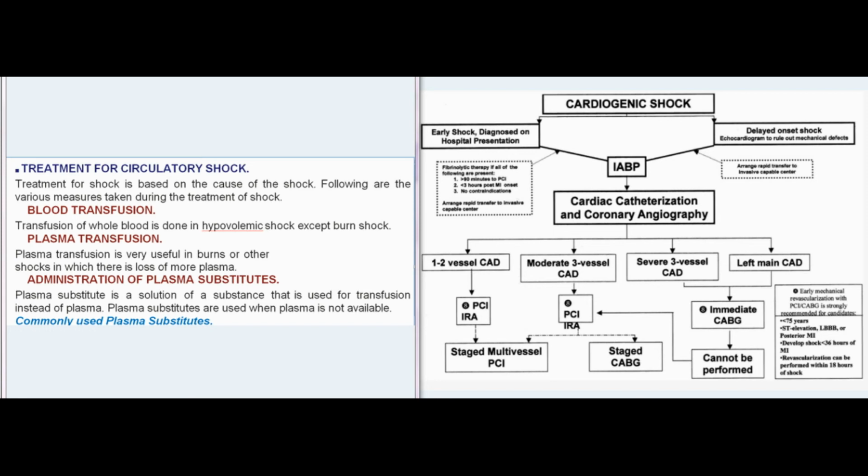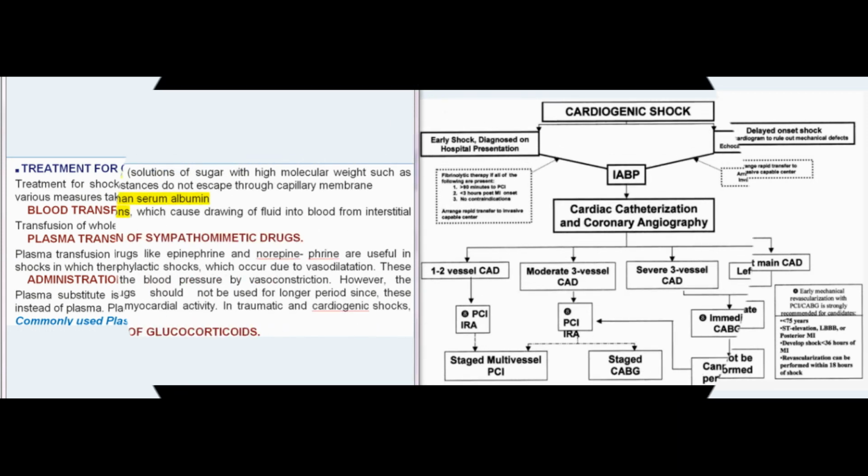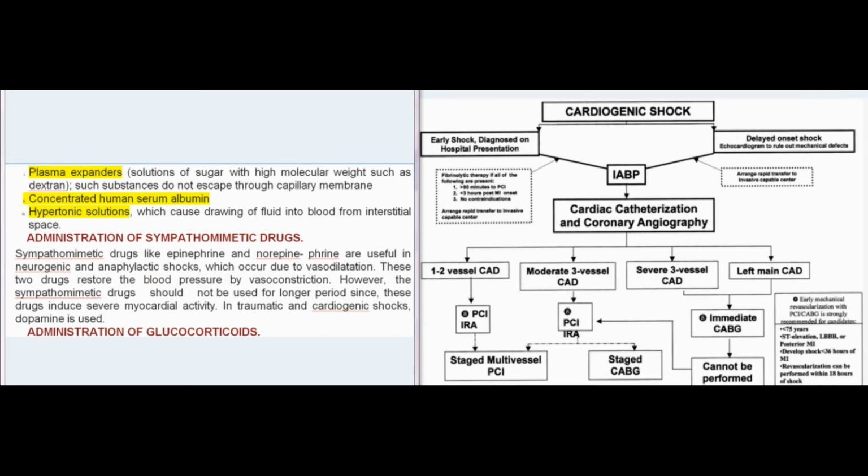Administration of plasma substitutes. Plasma substitute is a solution of a substance that is used for transfusion instead of plasma. Plasma substitutes are used when plasma is not available. Commonly used plasma substitutes. Plasma expanders, solutions of sugar with high molecular weight such as dextrin. Such substances do not escape through capillary membrane. Concentrated human serum albumin hypertonic solutions, which cause drawing of fluid into blood from interstitial space.